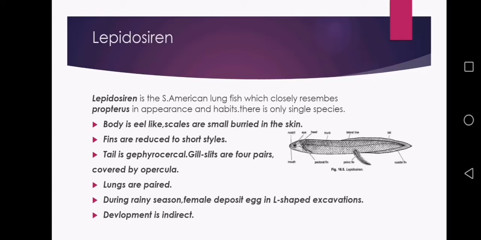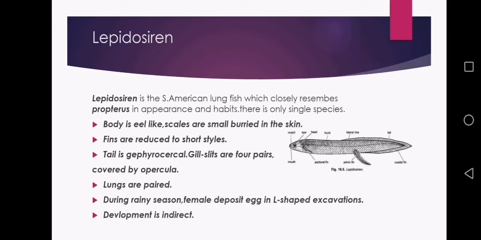During rainy season, the female deposits eggs in an L-shaped excavation. The male discharges sperms over them for fertilization. He remains inside the burrow until the eggs hatch out into tadpole-like larvae. During this, his fins develop richly vascular plumose filaments. Their lashing movements aerate the larvae. They also serve as accessory respiratory organs.